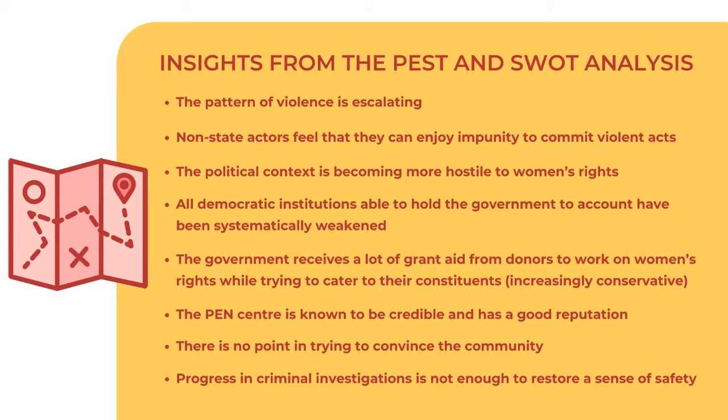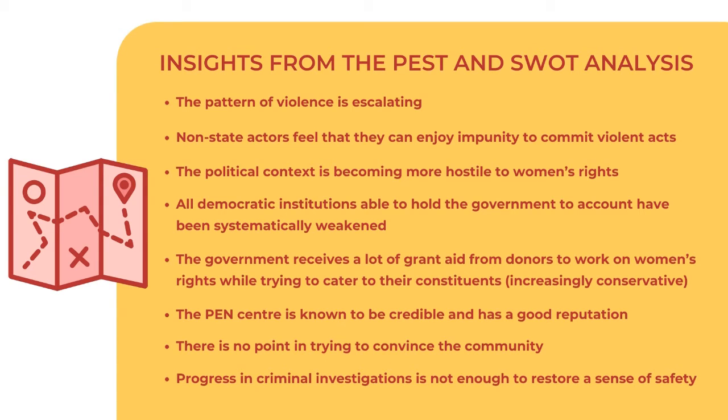Now, having done our PEST and SWOT, and if you want to, you can also look at the PEST and SWOT provided to you in the additional training notes, what we will see are a number of different converging factors which help us in our analysis and in putting our aims and objectives together. Firstly, we know that the pattern of violence against women is escalating. From our analysis, we can see that non-state actors feel that they have impunity to commit these violent acts without being faced with criminal prosecution.